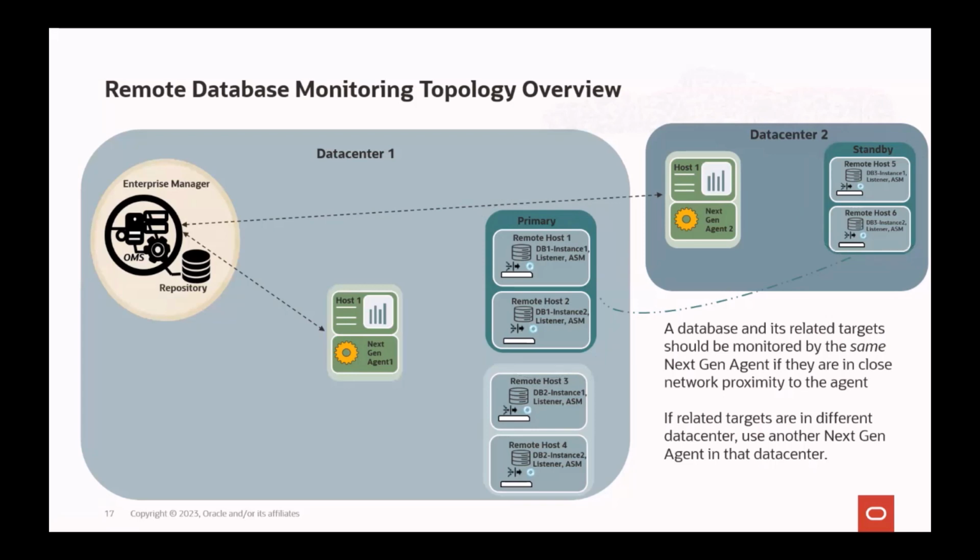Going by these guidelines, we use Agent 1 in Data Center 1 to monitor the primary database and its related listener, ASM targets, etc., as well as other databases in Data Center 1. We don't use Agent 1 to monitor the standby because it is not close in network proximity to Agent 1. Instead, we use another agent, Agent 2, in Data Center 2, to monitor the standby database because it is in close network proximity to the standby.